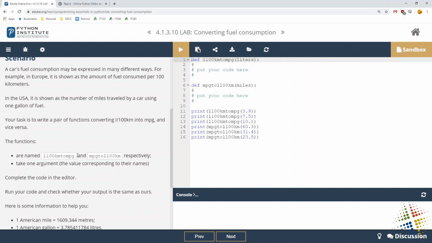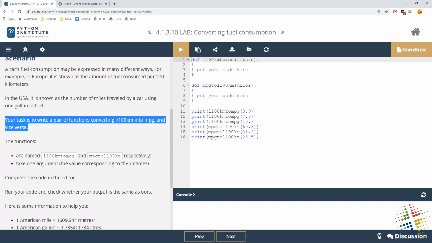And the scenario talks about a car's fuel consumption being expressed in many different ways. For example, in Europe, it is shown as the fuel consumed per 100 kilometers. In the USA, it's shown by miles traveled on 1 gallon of fuel. I don't know if that's true about Europe. That sounds kind of interesting if it is.